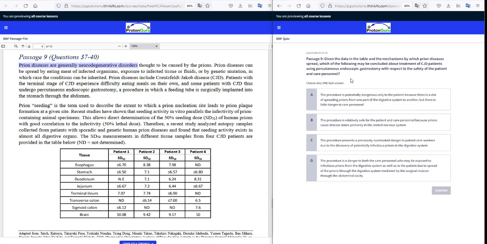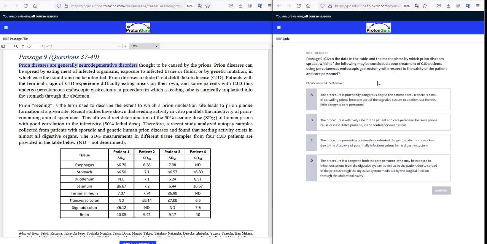The next question: given the data in the table again, and the mechanisms by which prion disease is spread, which of the following may be concluded about treatment of CJD patients using percutaneous endoscopic gastrostomy? Now, we don't necessarily need to memorize what that is going into the MCAT, but there's going to be something about it in the passage. With respect to the safety of the patient and the care personnel.